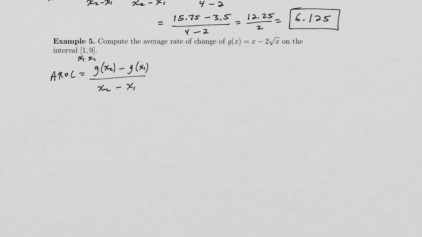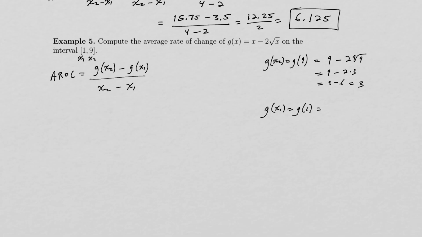So first of all, let me find what g of x2 is. g of 9. So what is that? Well, it's going to be 9 minus 2 times the square root of 9. So this is 9 minus 2 times 3. 9 minus 6, which is equal to 3. And then g of x1 is g of 1. So that's going to equal 1 minus 2 times the square root of 1. So that's 1 minus basically 2 times 1, which is 2, which is negative 1.